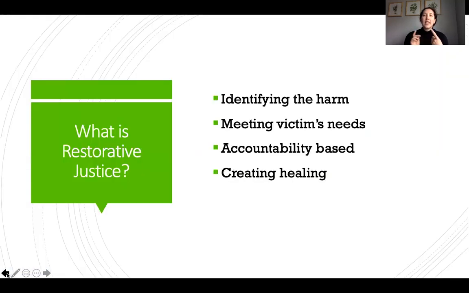Restorative justice identifies the harms, meets the victim's needs, it is survivor centered, and is accountability based, meaning that Joshua had to confront what he did. When all of this happens, healing can be created.